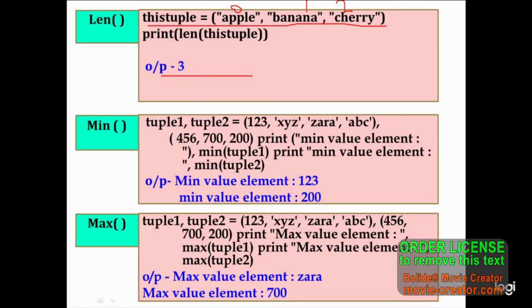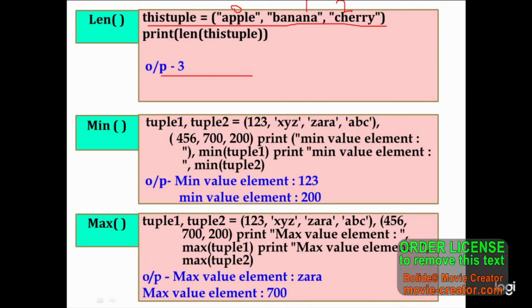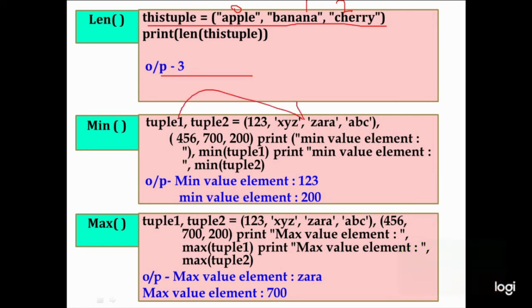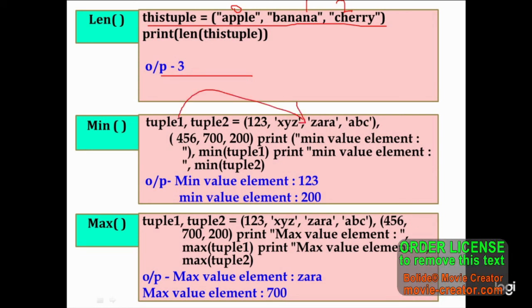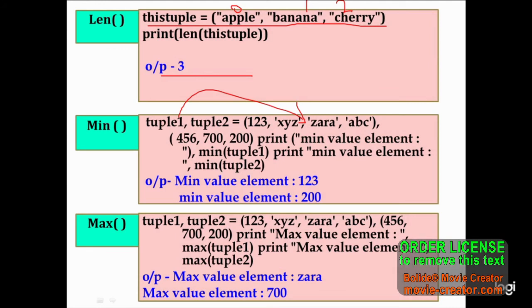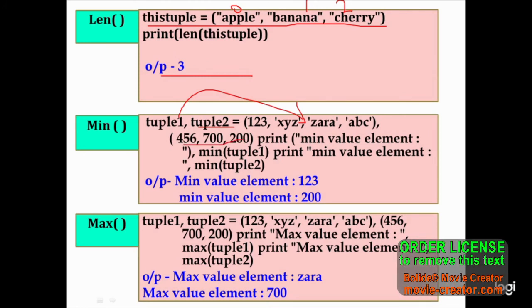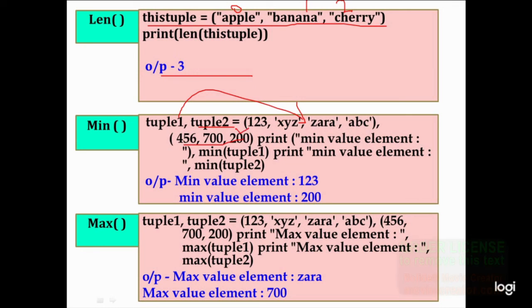Minimum function returns the minimum value from the tuple. Here I have taken an example of 2 tuples. This is the first tuple. In this tuple you can see the minimum value is 1. In the second tuple collection, you can see the minimum value is 200.